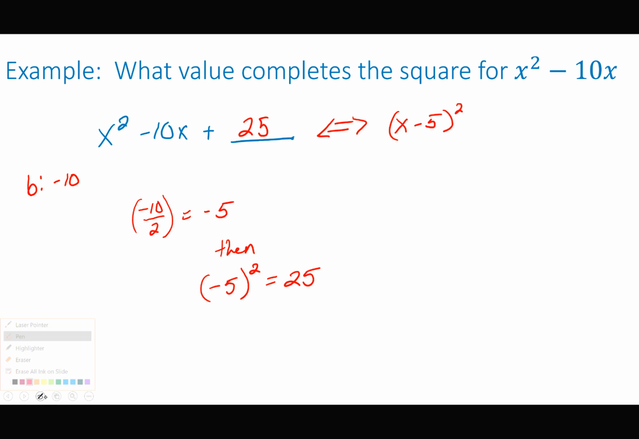One thing I want you to notice here, this negative 5 that came from our b divided by 2, not the b divided by 2 squared, just b divided by 2, that made my second piece of my binomial. All right, so this is kind of a shortcut. Doing the b divided by 2 is helpful because that's going to be the second part of our binomial. And then also, when I take that and square it, that creates my perfect square trinomial.